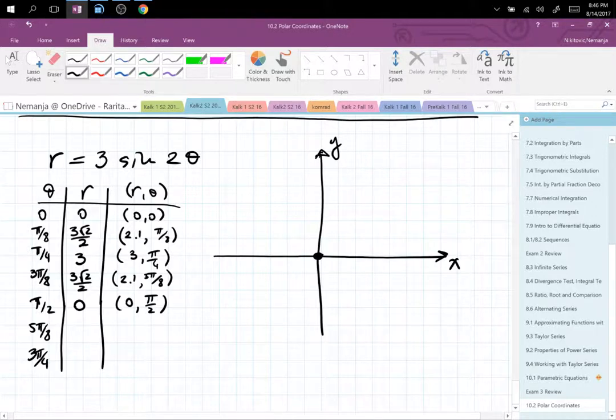Let's say we've had enough. The first point that we want to graph is 2.1, right there, and swing that pi over 8. Okay, so I'm going to draw construction lines for pi over 4, and then I need half of each one of those for pi over 8.